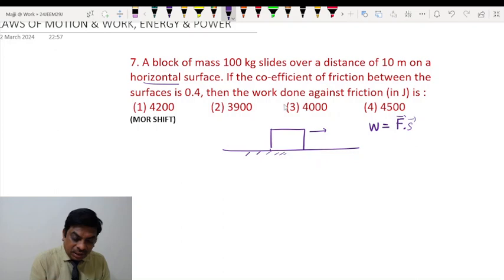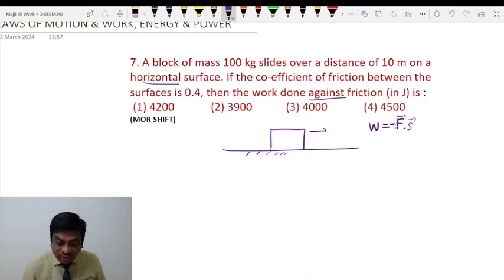Then they're clearly asking work done against friction. So whenever you calculate work done against a force, you put a minus sign. Okay, students. There are two types of formulas for work done. One is work done by a force and the other is work done against a force. So mostly we use formulas for work done by a force, which is vector F dot vector S.